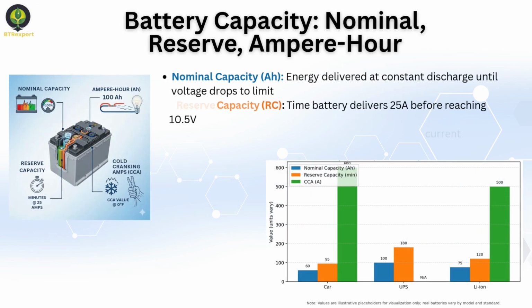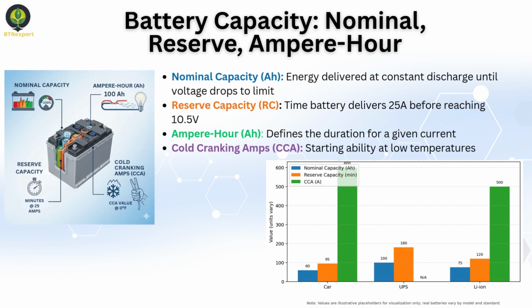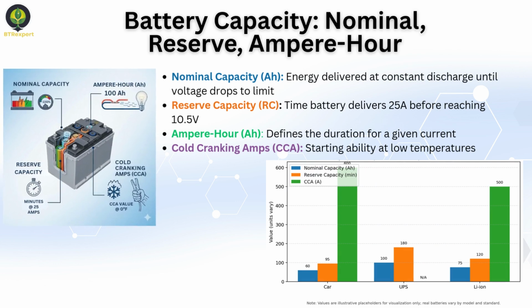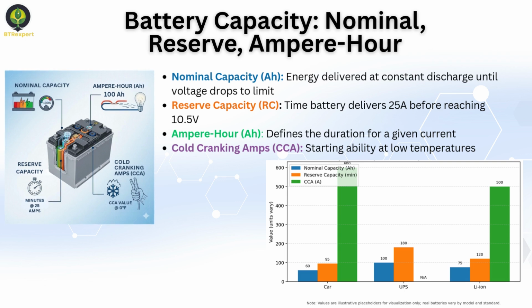Battery capacity is one of the most fundamental parameters. It defines the total amount of energy a battery can deliver. We usually describe it in ampere hours, or Ah. For example, a 100 Ah battery can deliver 5 amps for 20 hours. We also use reserve capacity, which measures how long a battery can supply 25 amps before the voltage drops to a critical level. Cold cranking amps, or CCA, indicate how well a battery performs at low temperatures, especially important in automotive applications.